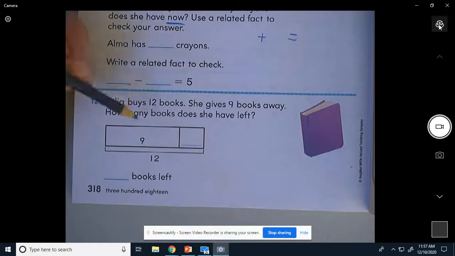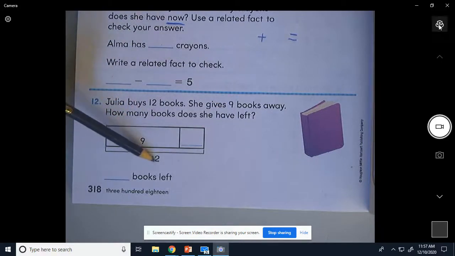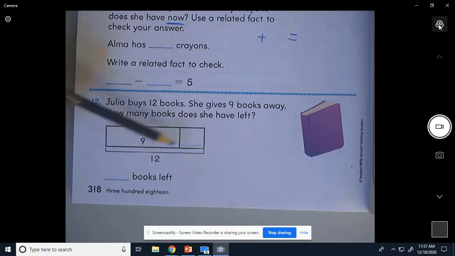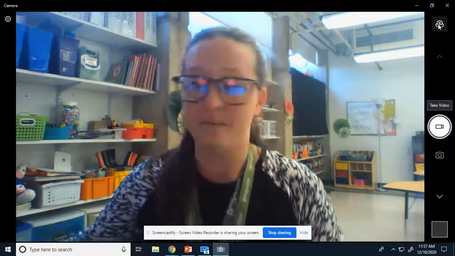Julia buys 12 books. She gives 9 books away. How many books does she have now? So she buys 12. She gives 9 away. How many are left?